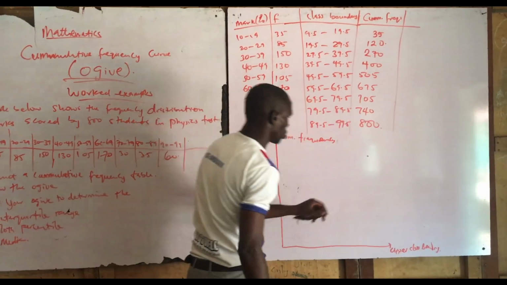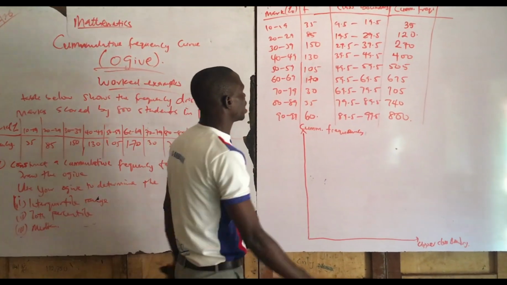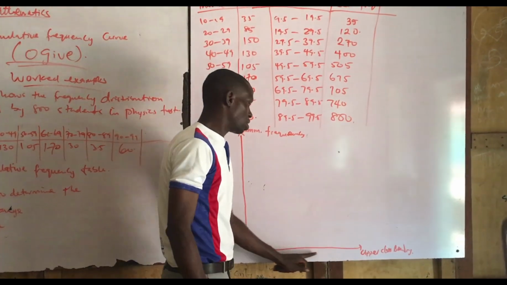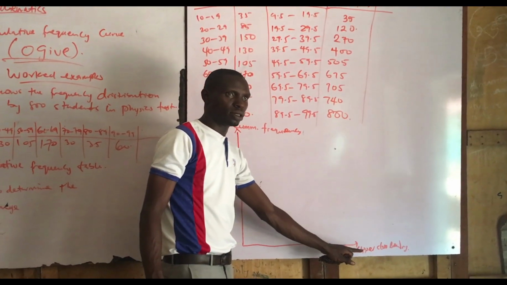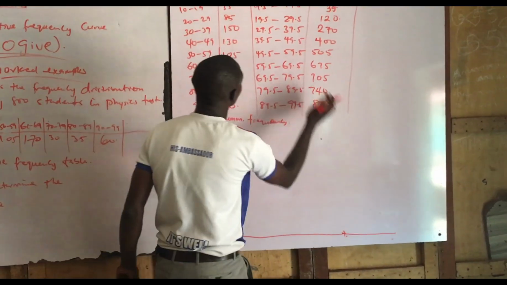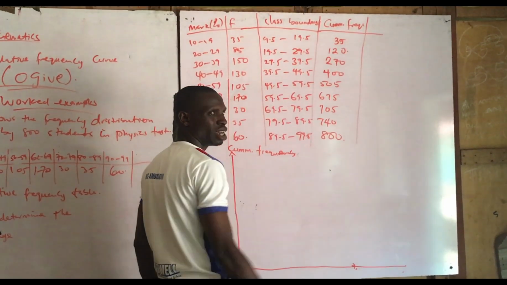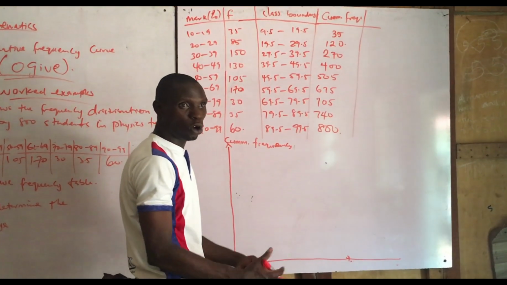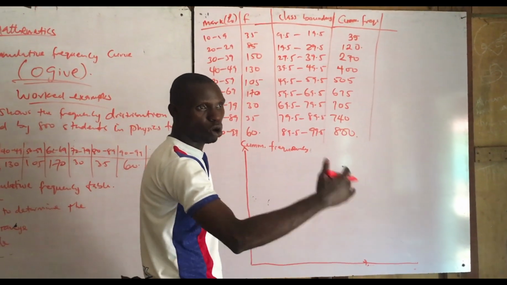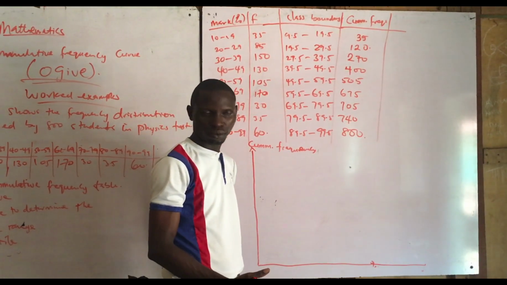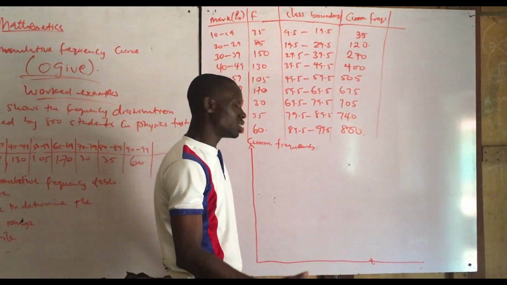So you see the upper class boundary, you start from here and you label it like this. For the upper class boundary, there is no need for range. You just make sure that you follow the same centimeter. Is that clear? Yes, sir. Make sure that you follow the same centimeter.